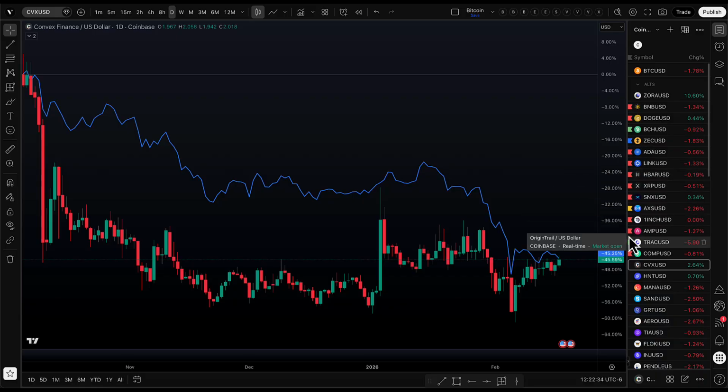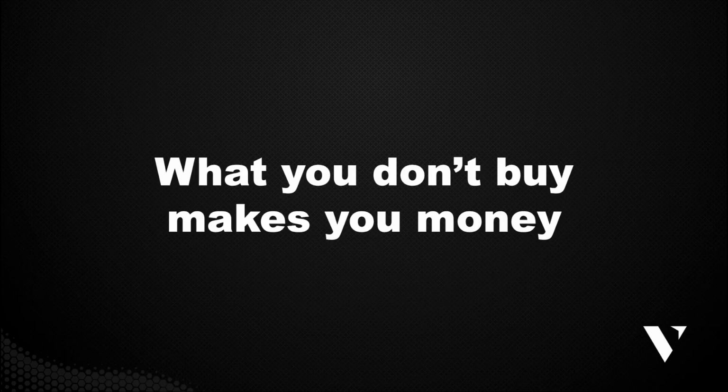Only three of them are worth our time and are really good. And 11 of them are just outlawed from the get-go. A very critical rule is what you don't buy makes you money. Now you're going to say, what are you smoking? What do you mean what I don't buy makes me money? If I don't buy it, how can it make me money?